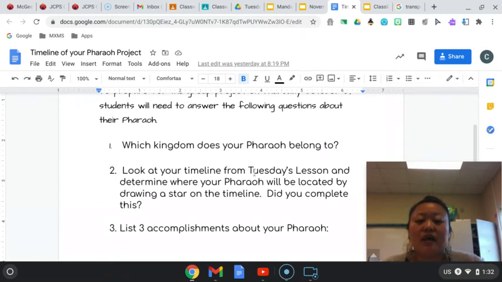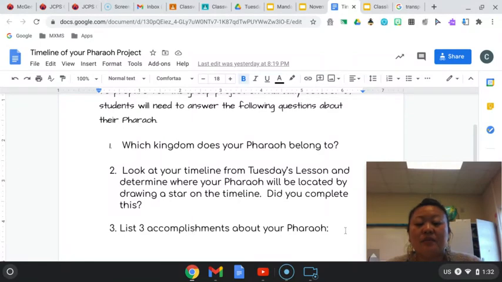2, look at your timeline from Tuesday's lesson and determine where your Pharaoh will be located by drawing a star on the timeline. Okay? So you want to take a look at the date on your Pharaoh, and you want to see where your Pharaoh is going to be on that timeline. You're going to draw a star on that, and you're going to put in this document if you completed that.